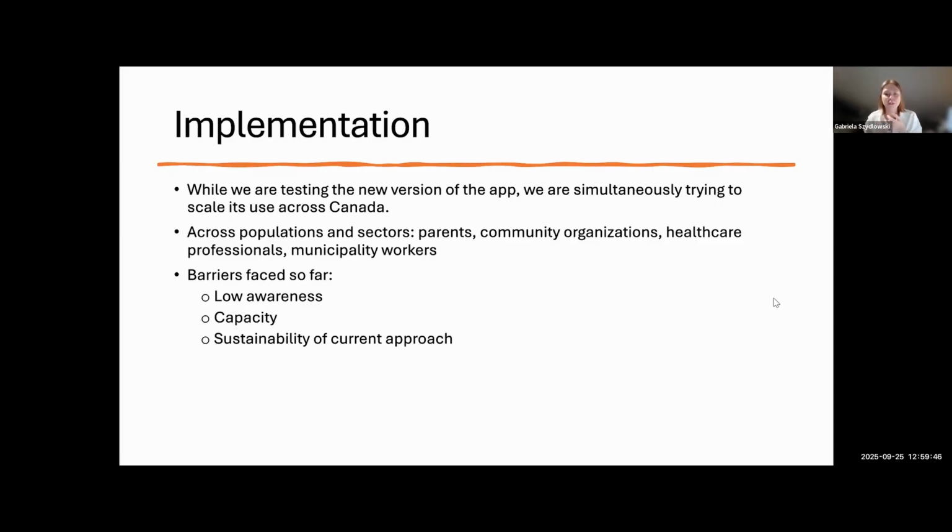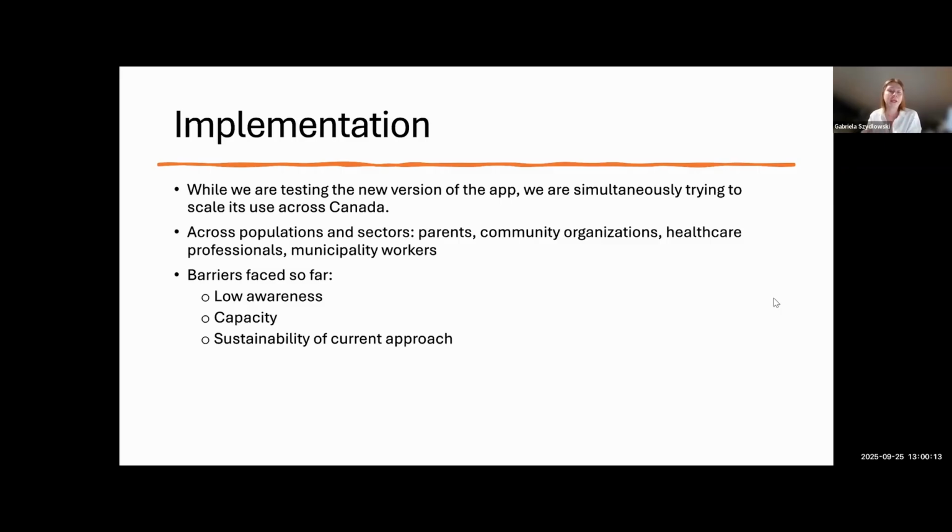So we want parents to be using it more and youths to be using it more, and to also have community organizations use the app, and healthcare professionals and municipality workers. So we're already going on a large scope across the country. And as we've been starting to understand why it has been implemented well so far, and some barriers that we faced.